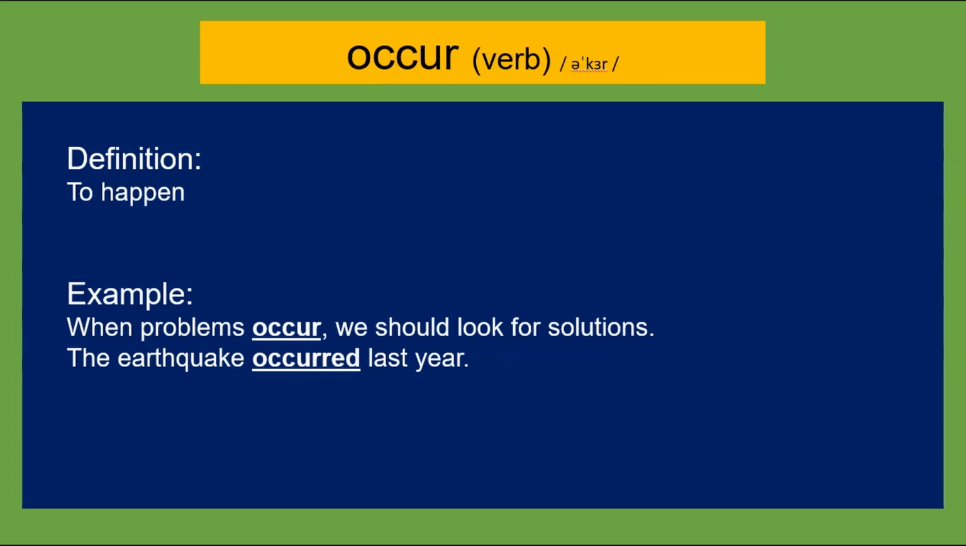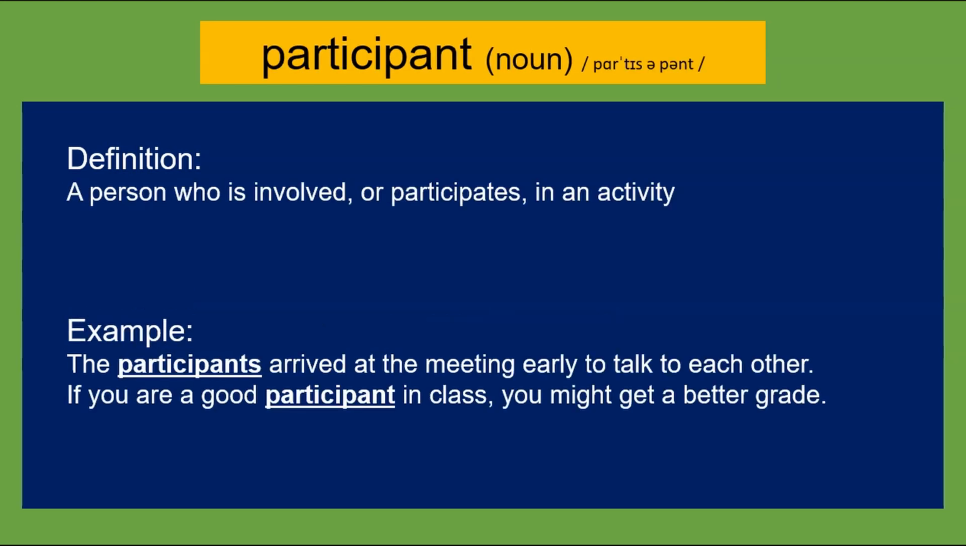Occur. To happen. When problems occur, we should look for solutions. The earthquake occurred last year. Participant. A person who is involved or participates in an activity. The participants arrived at the meeting early to talk to each other. If you are a good participant in class, you might get a better grade.